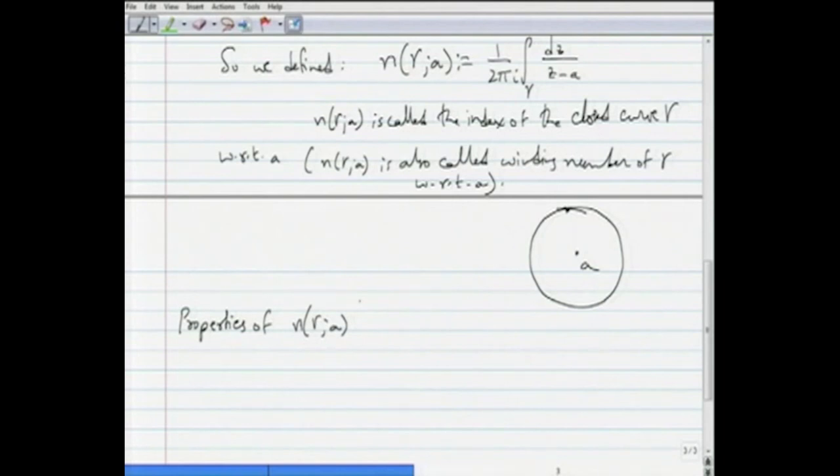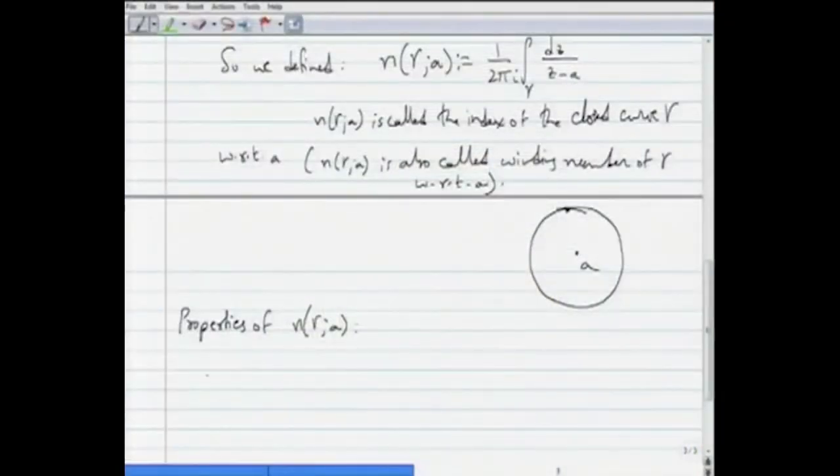So, once again the assumptions are that gamma is a closed curve which does not pass through the point A, and it is a piecewise differentiable curve as well. Then the properties of n gamma under these assumptions: 1, n of minus gamma at A is equal to minus n gamma at A. That is the first property.